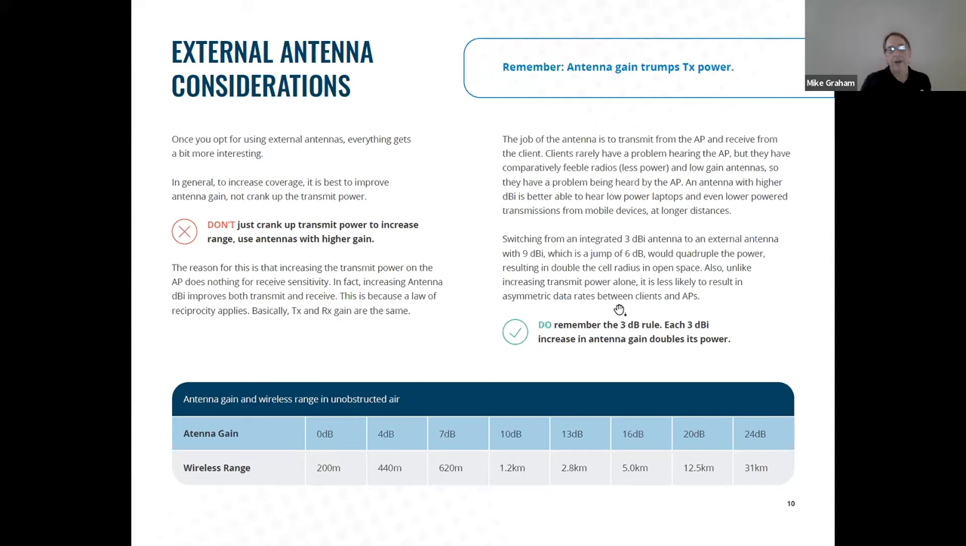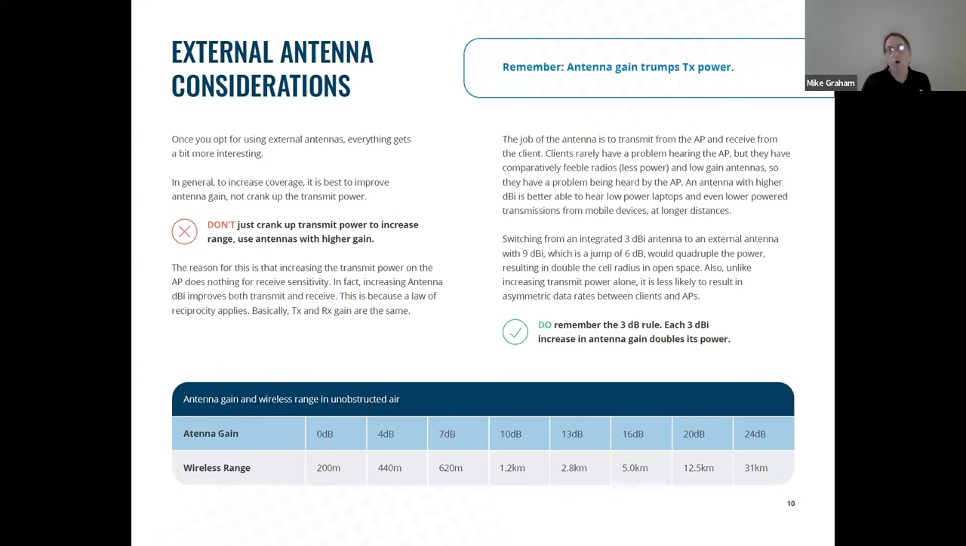And then our last one here, the 3 dB rule. Every 3 dB of antenna gain is like doubling the power on the access point. Isn't stated here, but every 6 dB of gain doubles the range. And that's on either side. That can be 6 dB of gain on the access point, or 6 dB of gain on the client side. It could be 3 dB of gain on each. Both of those will be 6 dB of gain and double the range. So that's important to remember.